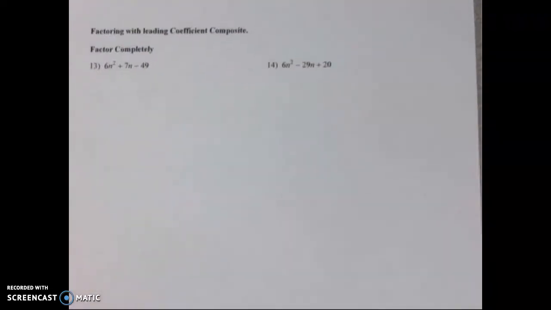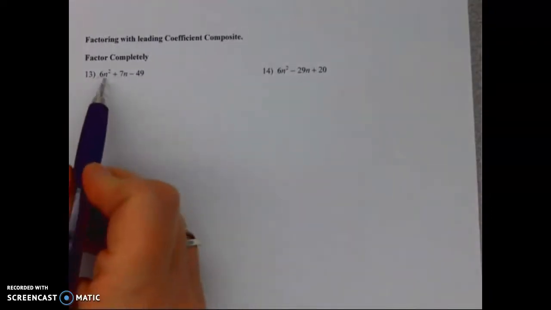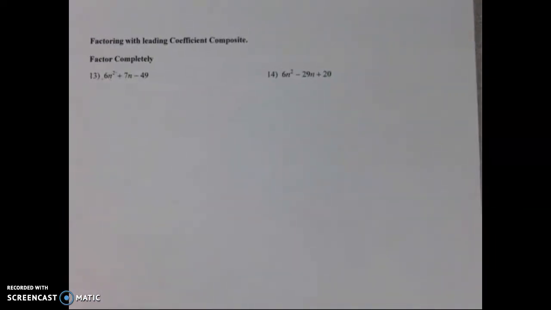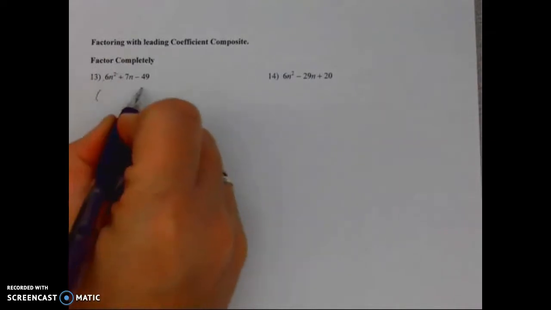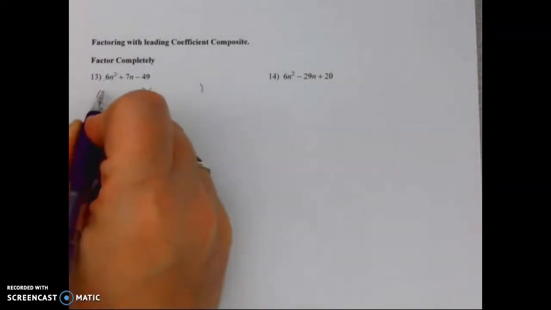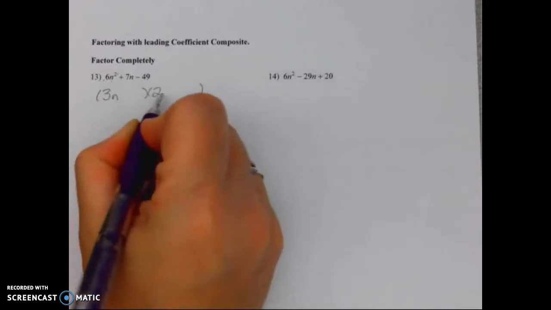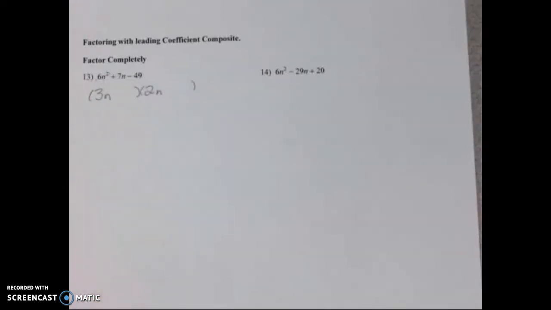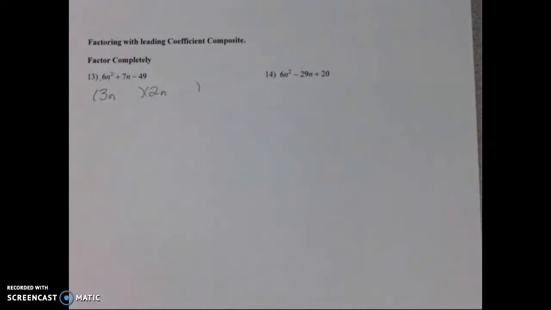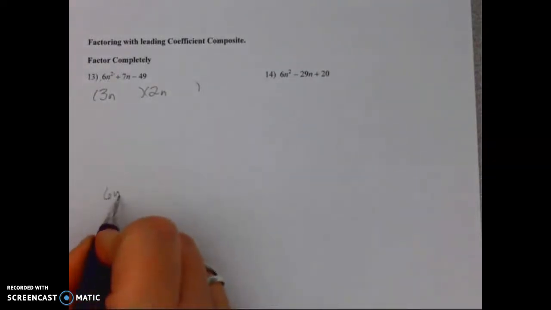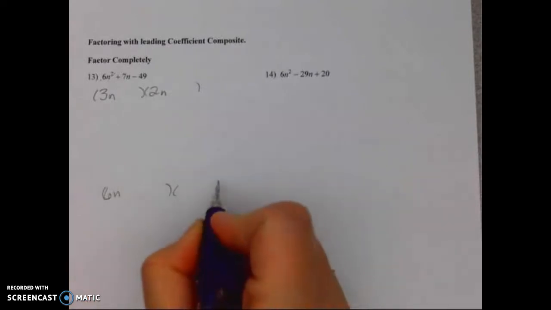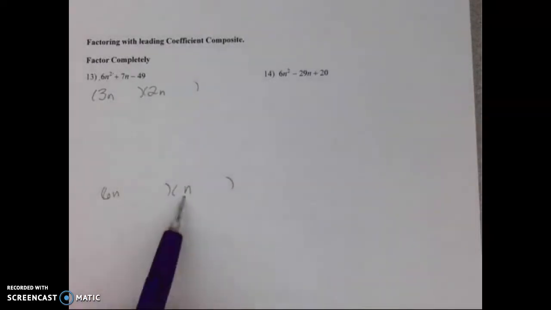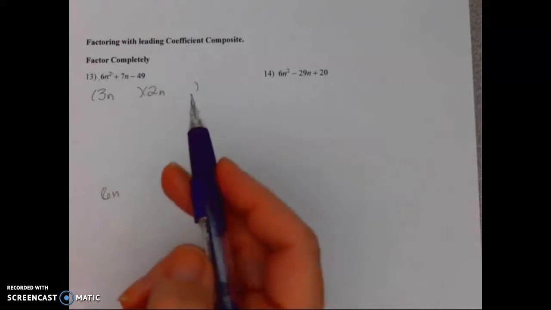Okay, when it's a composite, meaning you have more than one choice. So 6n squared, that could be 3 times 2, or it could be 1 times 6. So when you do these, we're going to try 3n times 2n. If we check our loops and nothing works, we have to do 6n and 1n. We only have to go to this set if we can't find anything up here for this puzzle.